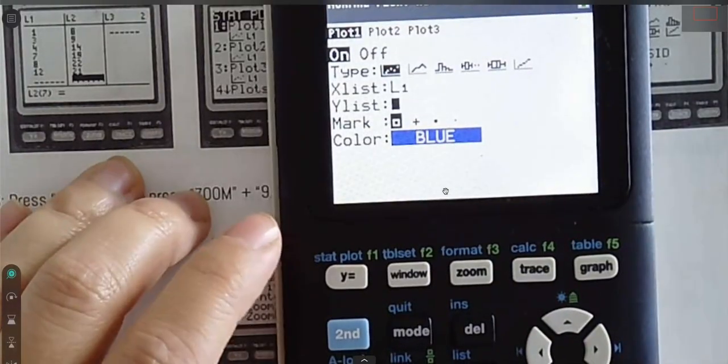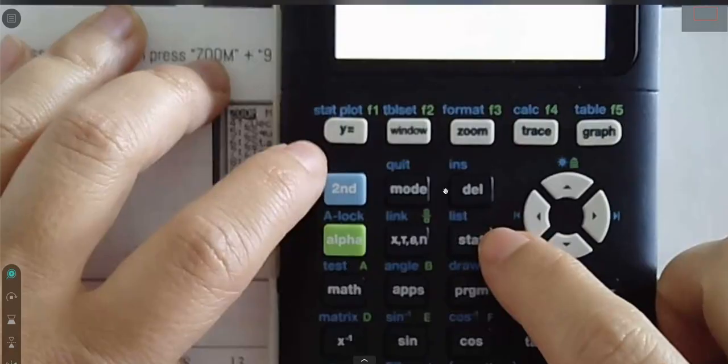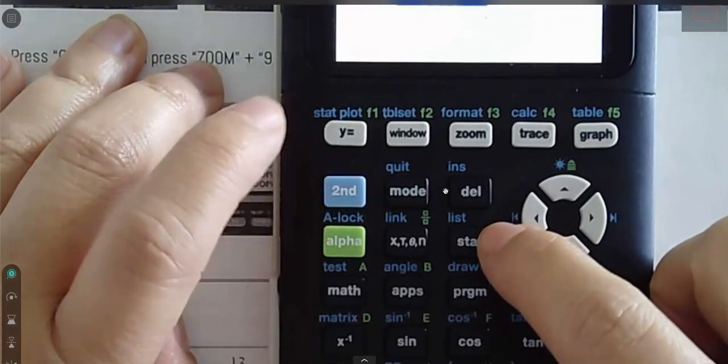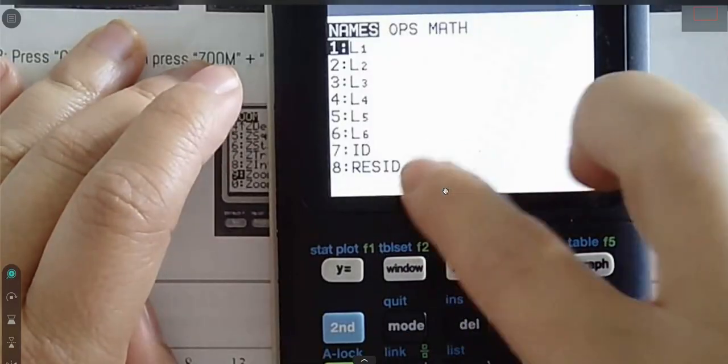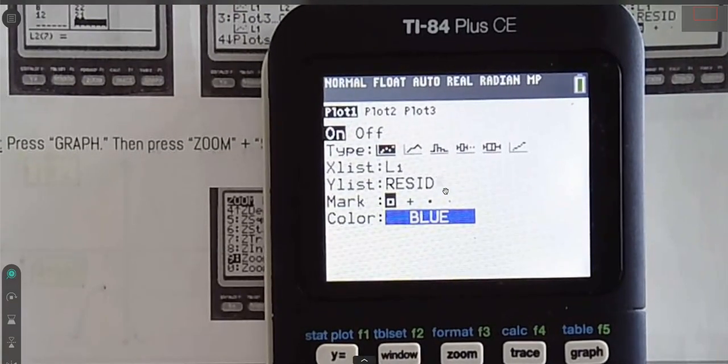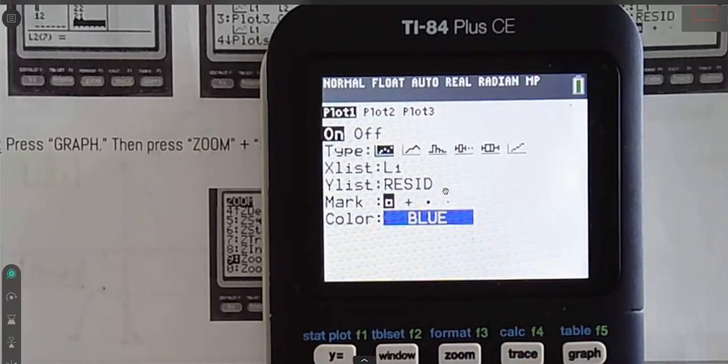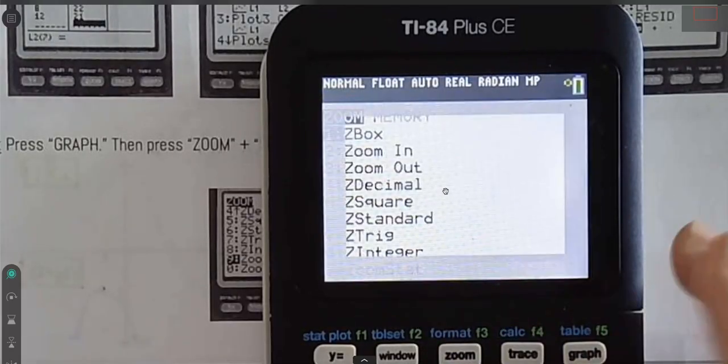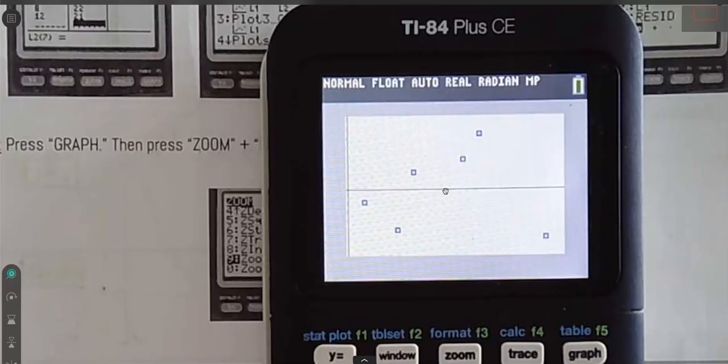So delete or clear L2, and then you want to get this blue list. So hit second, stat, residuals number 8. If it's number 7 for you, that's fine. If it doesn't appear for you, it's because you didn't calculate the linear regression yet. You have to calculate the linear regression first, or some kind of regression. All right, so now when you graph and hit zoom 9, you'll get this. This is a residual. Yay.